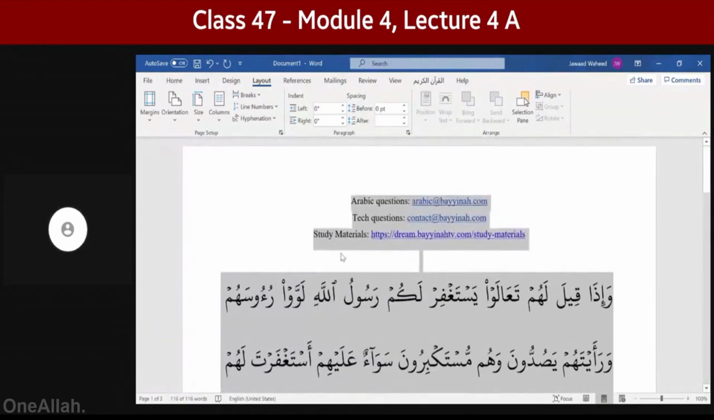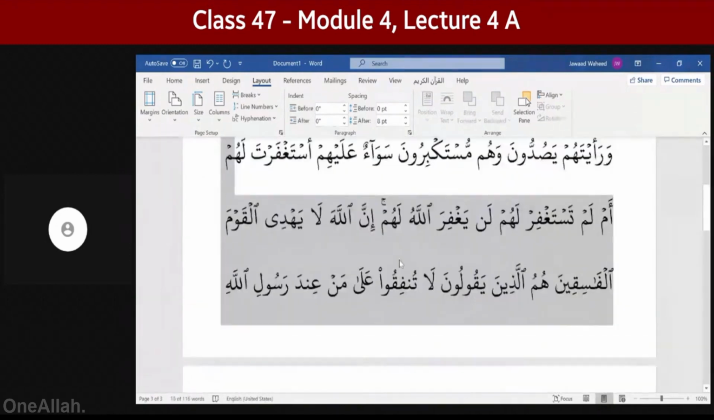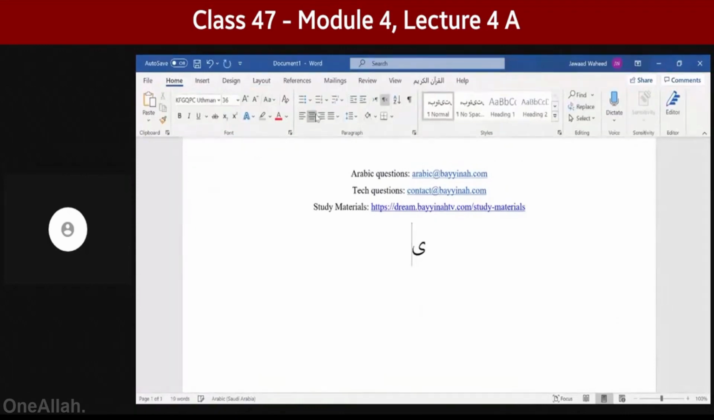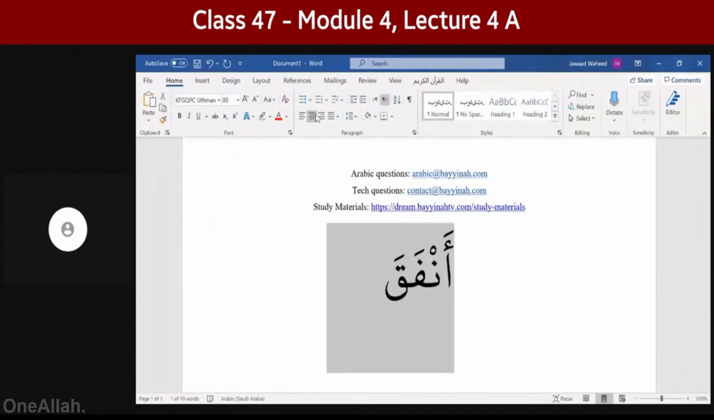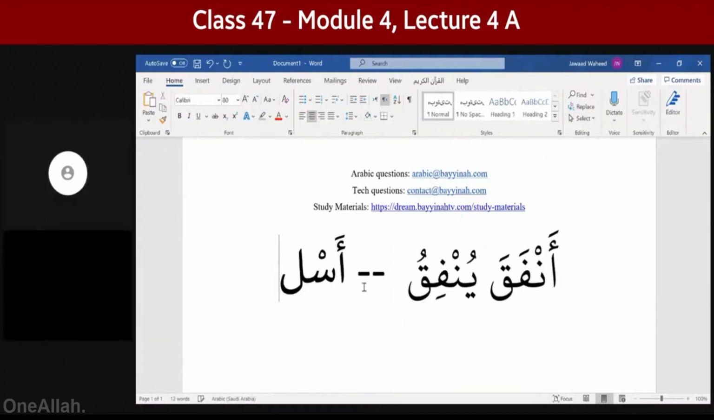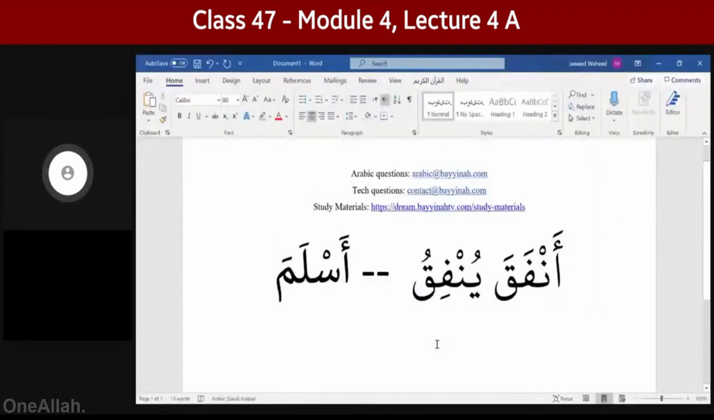So I can write this one out. Anfaqa yunfiqu comes from the aslama family, and when we talked about creating the fi'l amr, the command from the aslama family, we said that it's gonna come from the present tense like normal, but what's special about the aslama family is that the hamza at the beginning will stay.